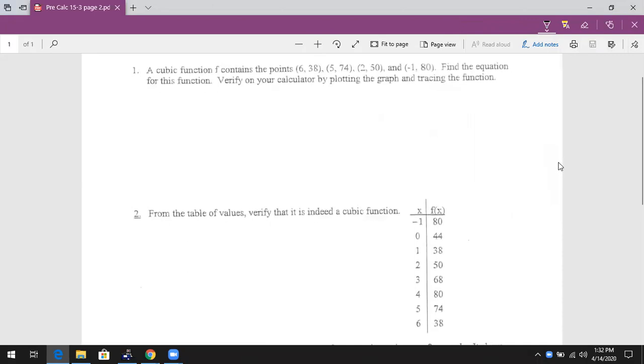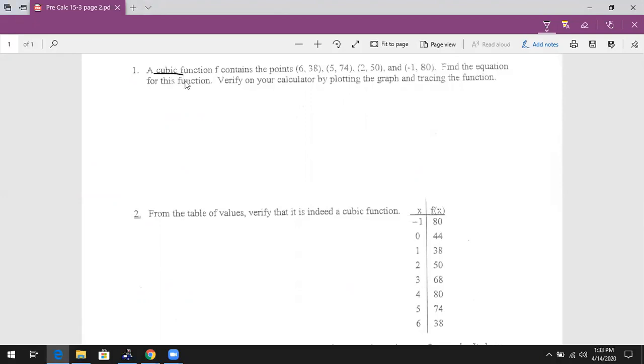Problem one says a cubic function f contains the points (6, 38), (5, 74), (2, 50), and (-1, 80). Find the equation for this function and verify in your calculator by plotting the graph and tracing it.